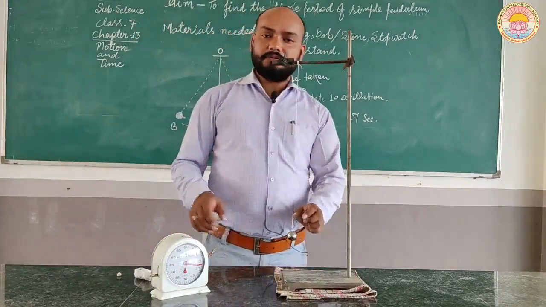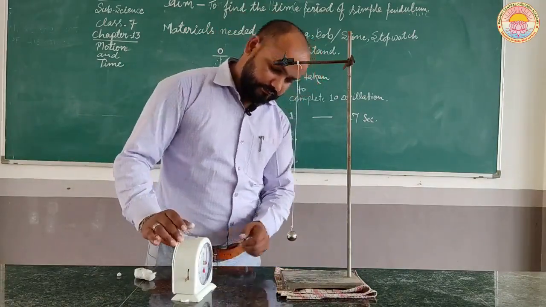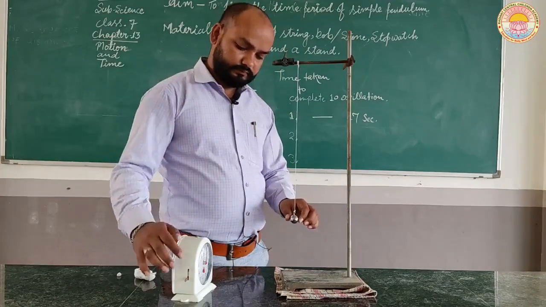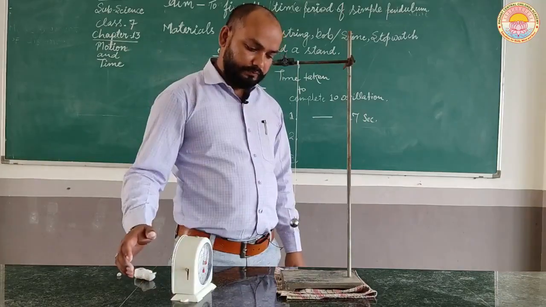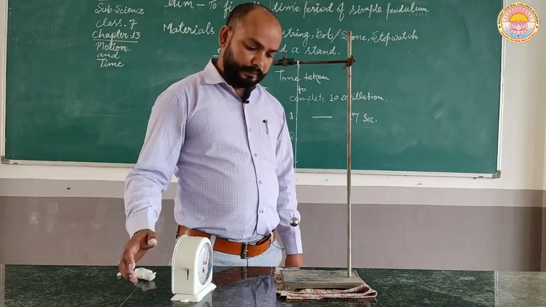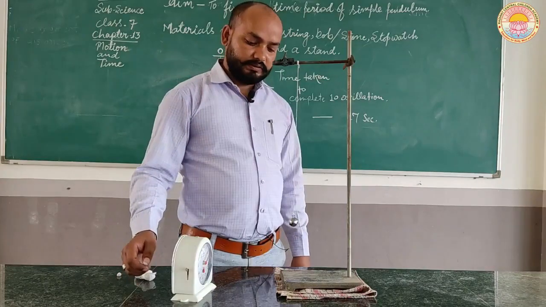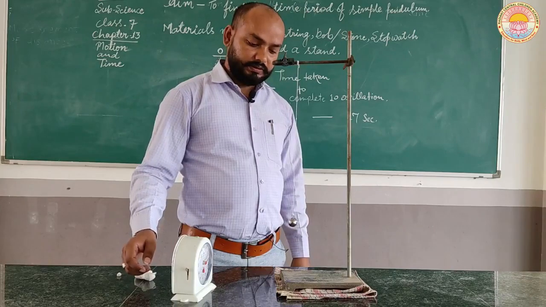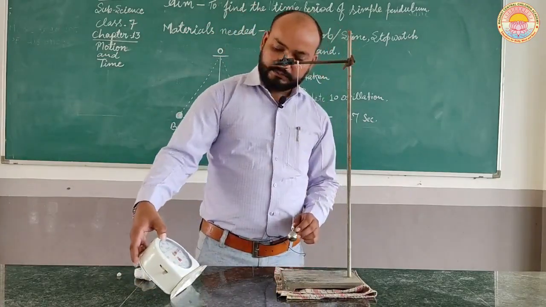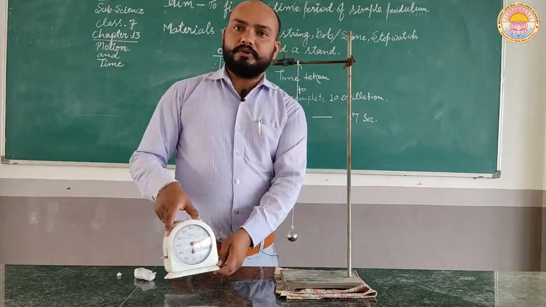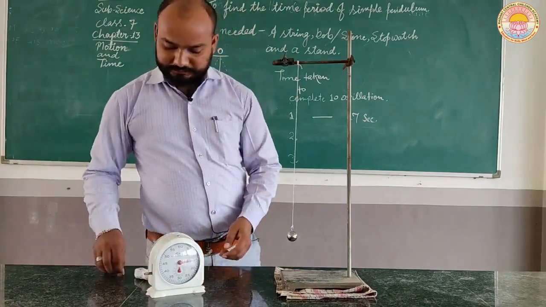Now let's repeat this activity again. 1, 2, 3, 4, 5, 6, 7, 8, 9, 10. So this time, the time taken by the pendulum to complete 10 oscillations is 14 seconds.